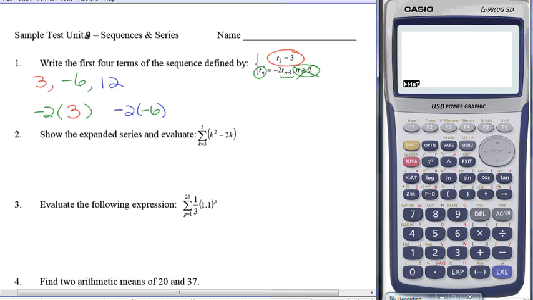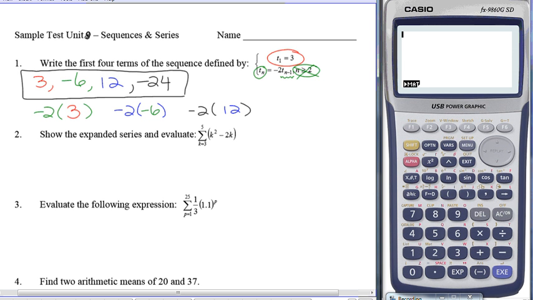We want one more term here. To get the next term, again, I'm going to do negative 2 times the term before it. The term before it was a 12. So negative 2 times 12 is negative 24, which is the fourth term of the sequence, and those are the first 4 terms of our sequence.